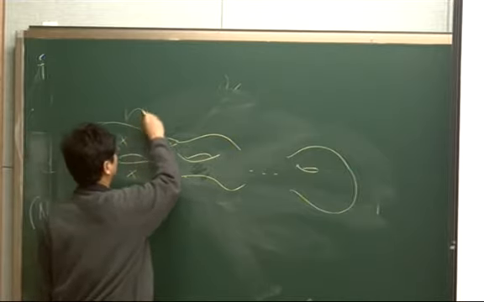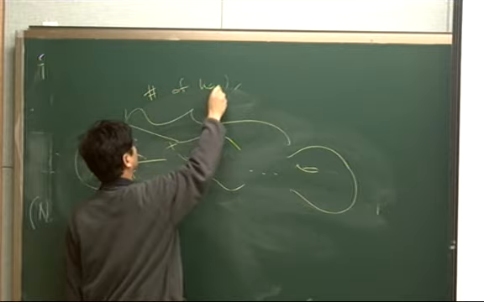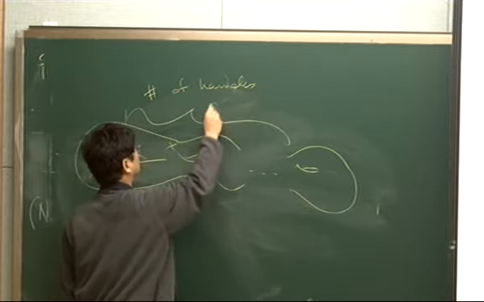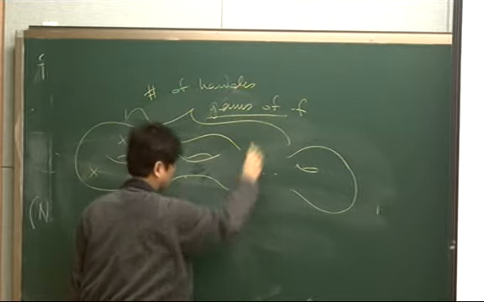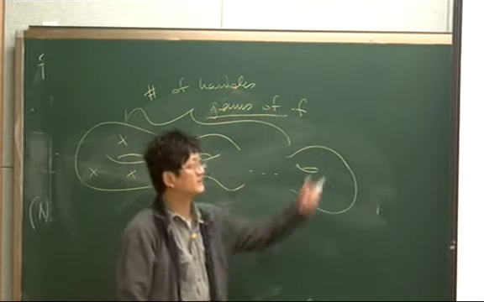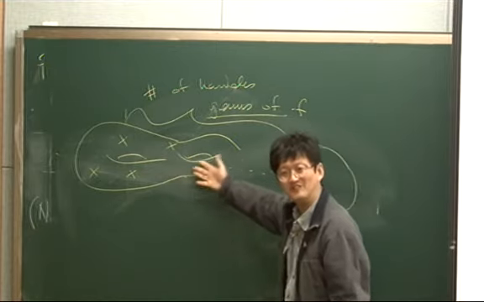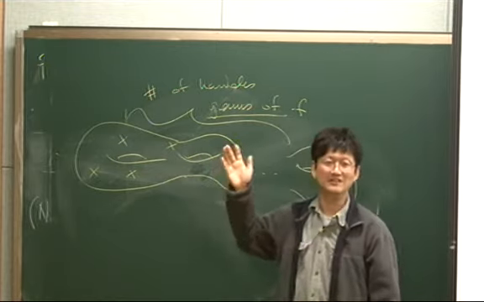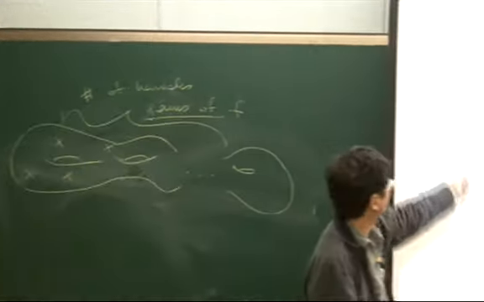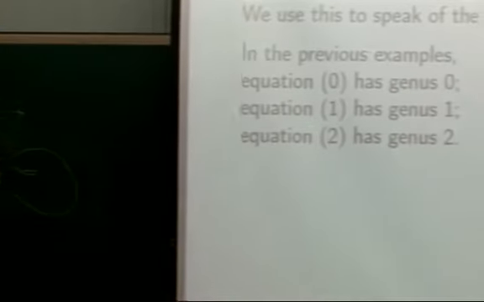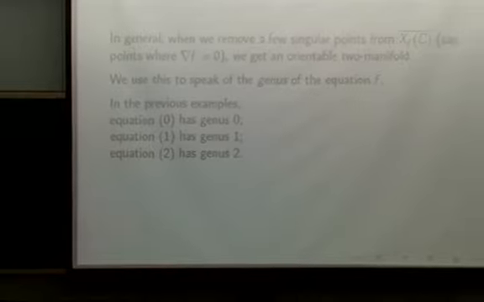And the number of handles you have here is called the genus of the equation. You look at the complex solution set and look at the topological type of the solution, and depending on how many handles you get, you get the genus of the equation. So for example, the equation 0 had genus 0. That's why I call it equation 0. Equation 1 actually had genus 1.